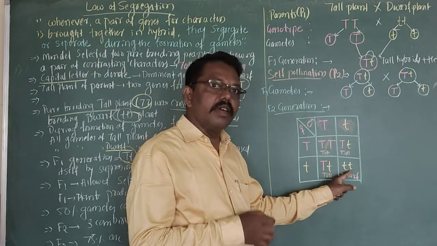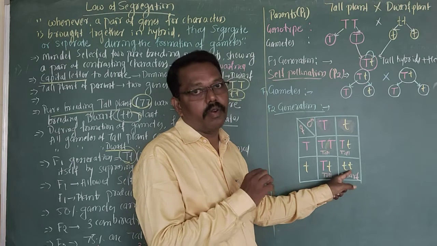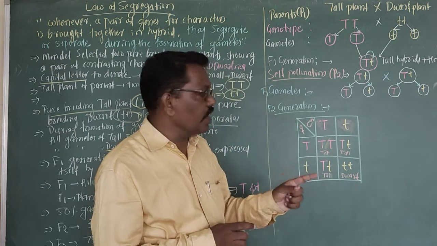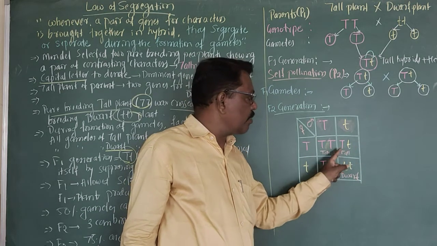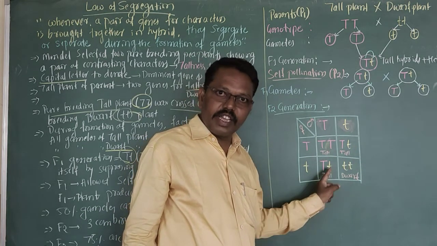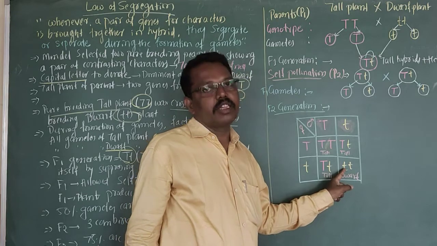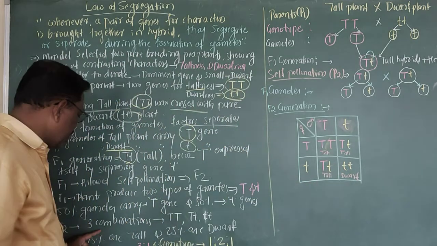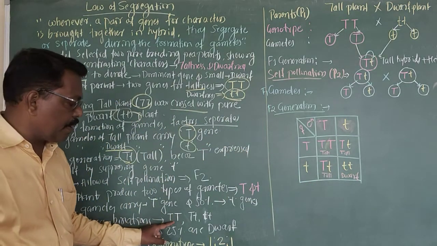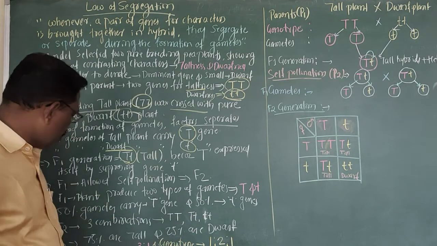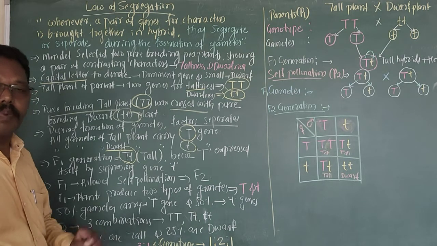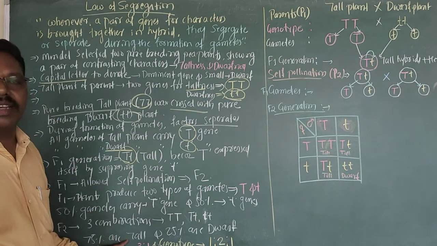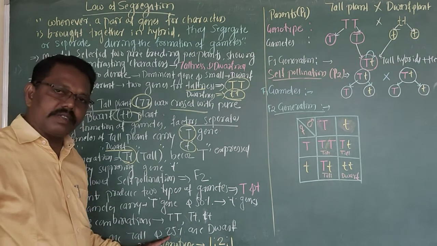Only one plant, the small t, small t, that has the recessive genes, will become dwarf in size. Hence, here we get three combinations. The first combination is capital T, capital T, two plants are capital T, small t, and one plant is small t, small t. Hence, in the F2 generation, 75% of the plants will become taller in size, and the other 25% of plants will become dwarf in size.